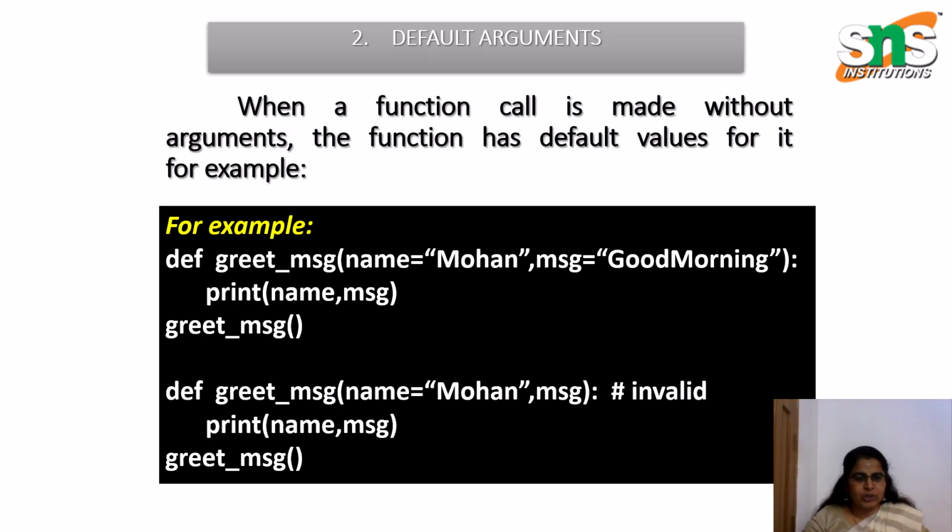And finally I call the function greet_message. And again, if I define greet_message with only name Mohan, it is invalid because no message is passed here. So I have to pass the value of a message here. Then I print the name and message, then greet_message.